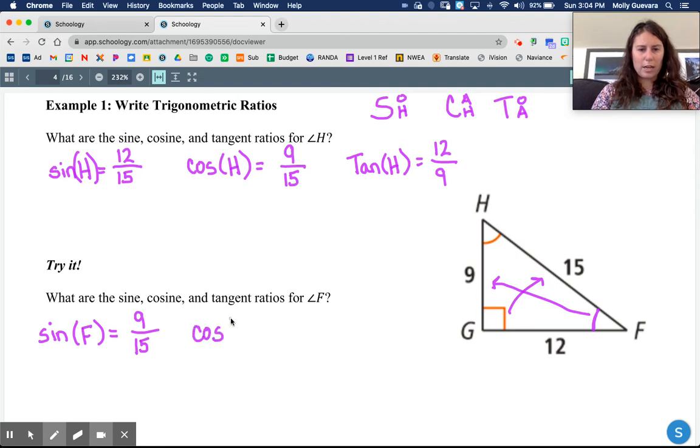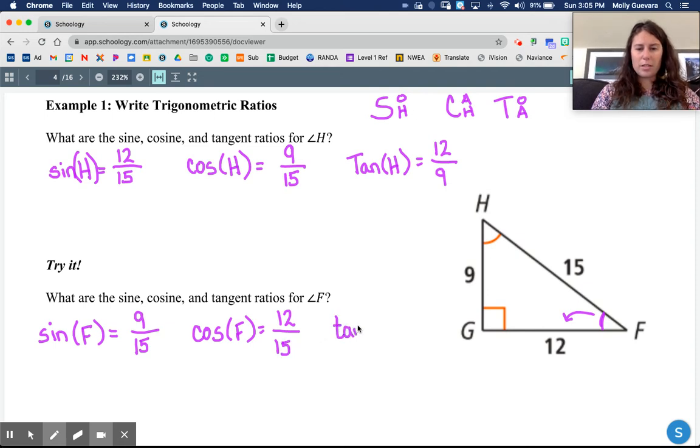Okay, cosine of angle F. Let's get rid of this. Cosine, if I look at my SOHCAHTOA, is adjacent over hypotenuse. So my adjacent side to F is 12 over my hypotenuse, which is still 15.